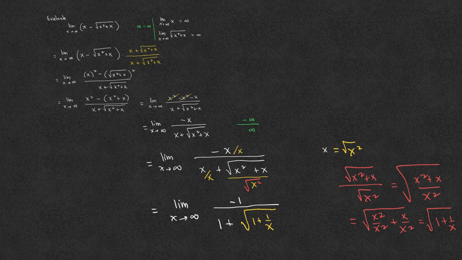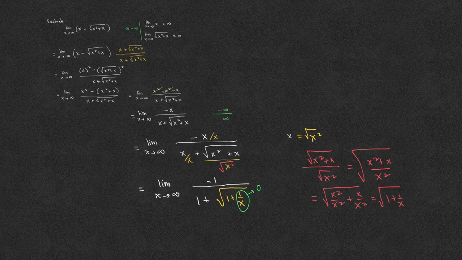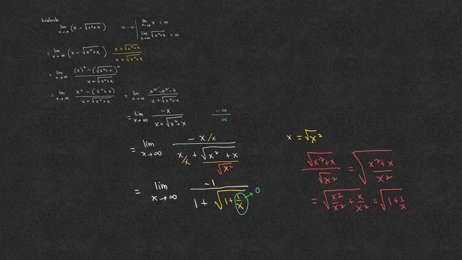It is okay to perform the scratch work on the side. But remember, as x goes to infinity, 1 over x goes to 0. And so the radical alone is now the square root of 1 plus 0, which is 1. And so the answer is negative 1 over 1 plus 1, which is negative 1 over 2. We obtained the answer negative 1 over 2 using a pre-calculus technique. We have not used L'Hopital's rule at all.